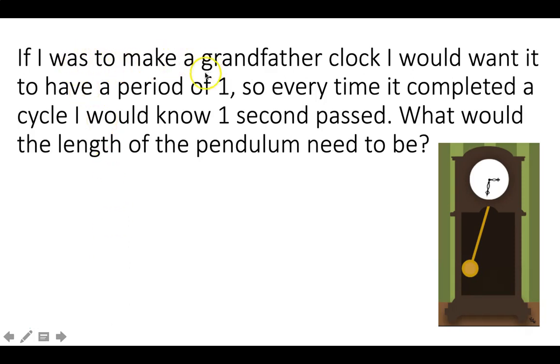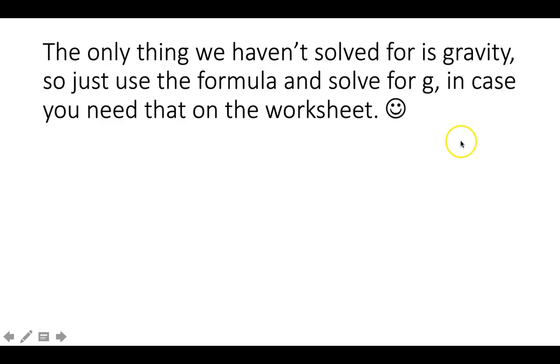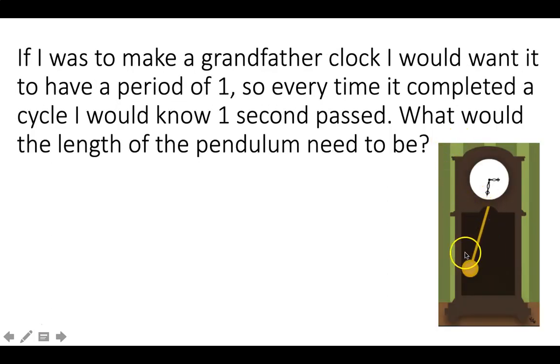Okay, if I was to make a grandfather clock, as you can see over here on the right, I would want it to have a period of 1 second. So it would go back and forth in 1 second. Every time it completed a cycle, I would know 1 second had passed. What would the length of the pendulum need to be? What would the length of this rod need to be in order for me to have a grandfather clock that when it goes there and back, it takes 1 second? So I'm going to use that same formula. Let me bring it up here. T equals 2 pi square root of L over G.